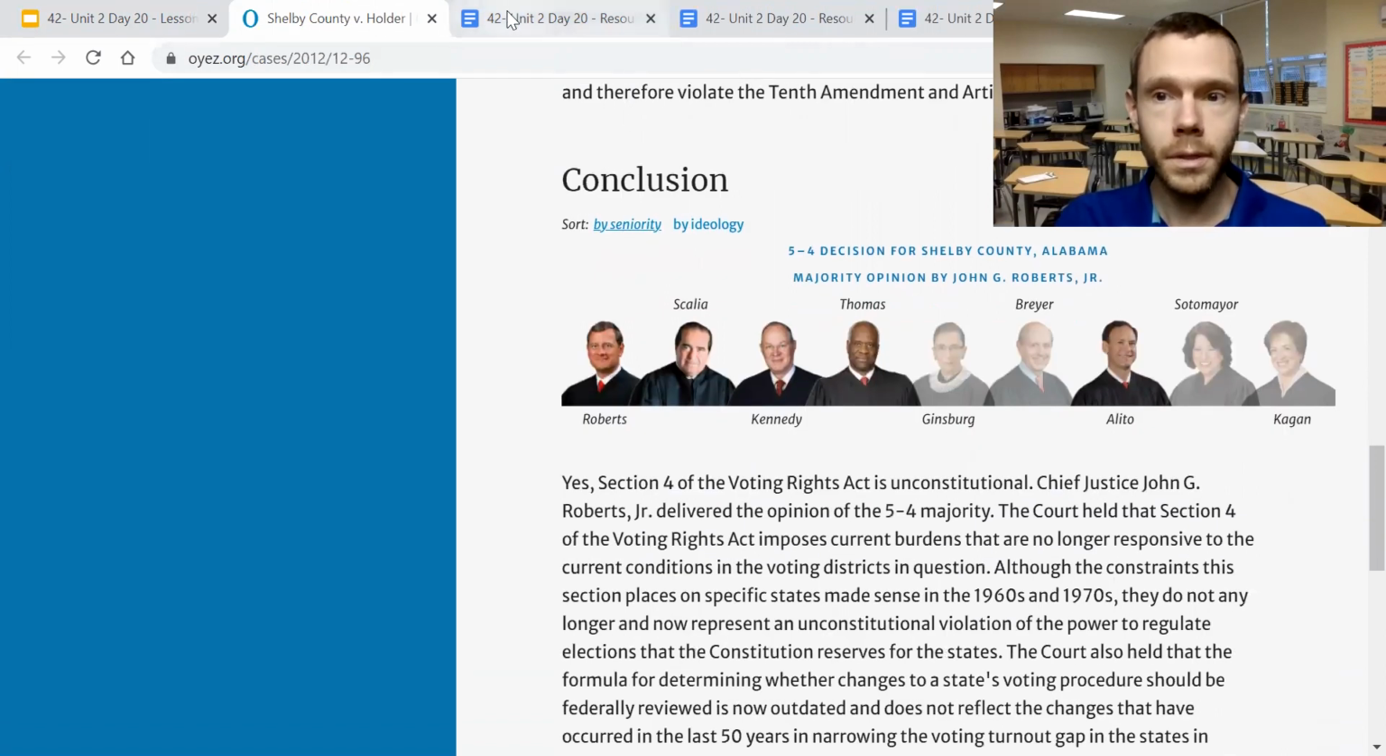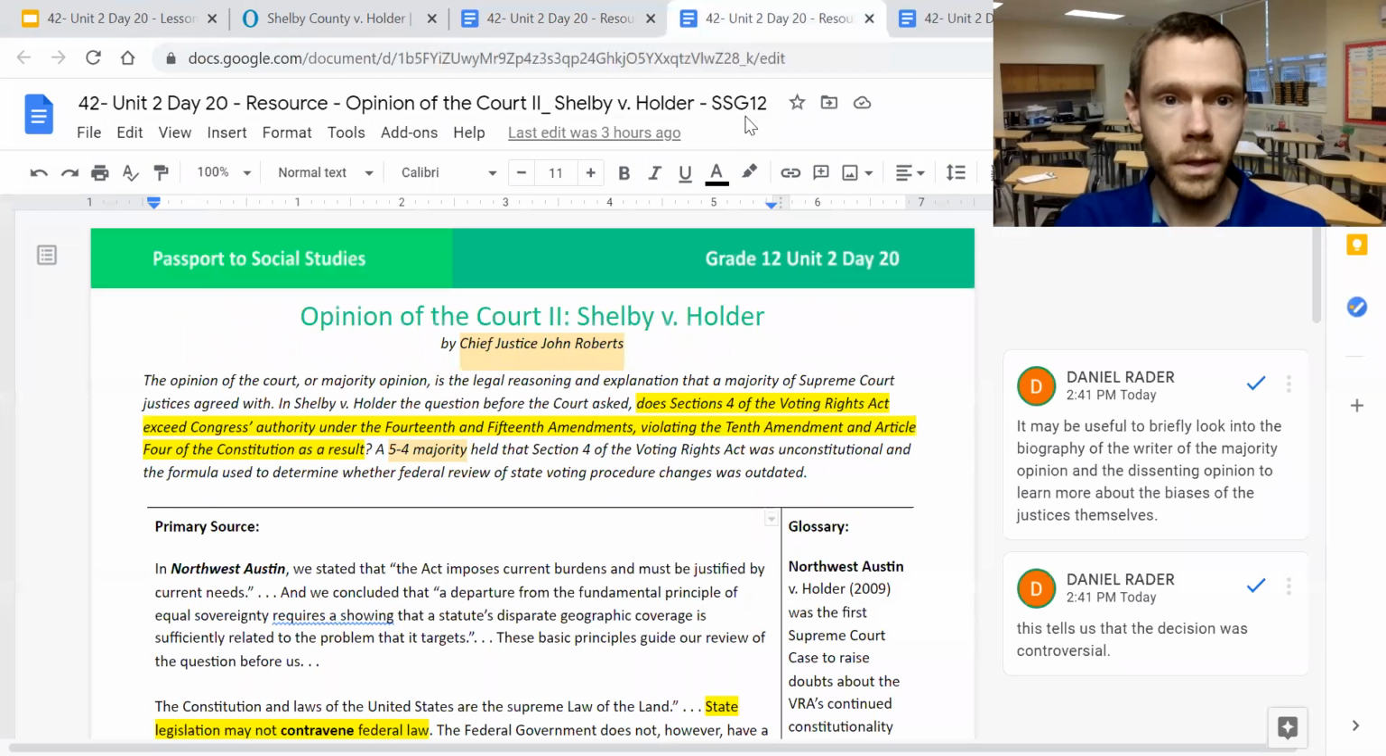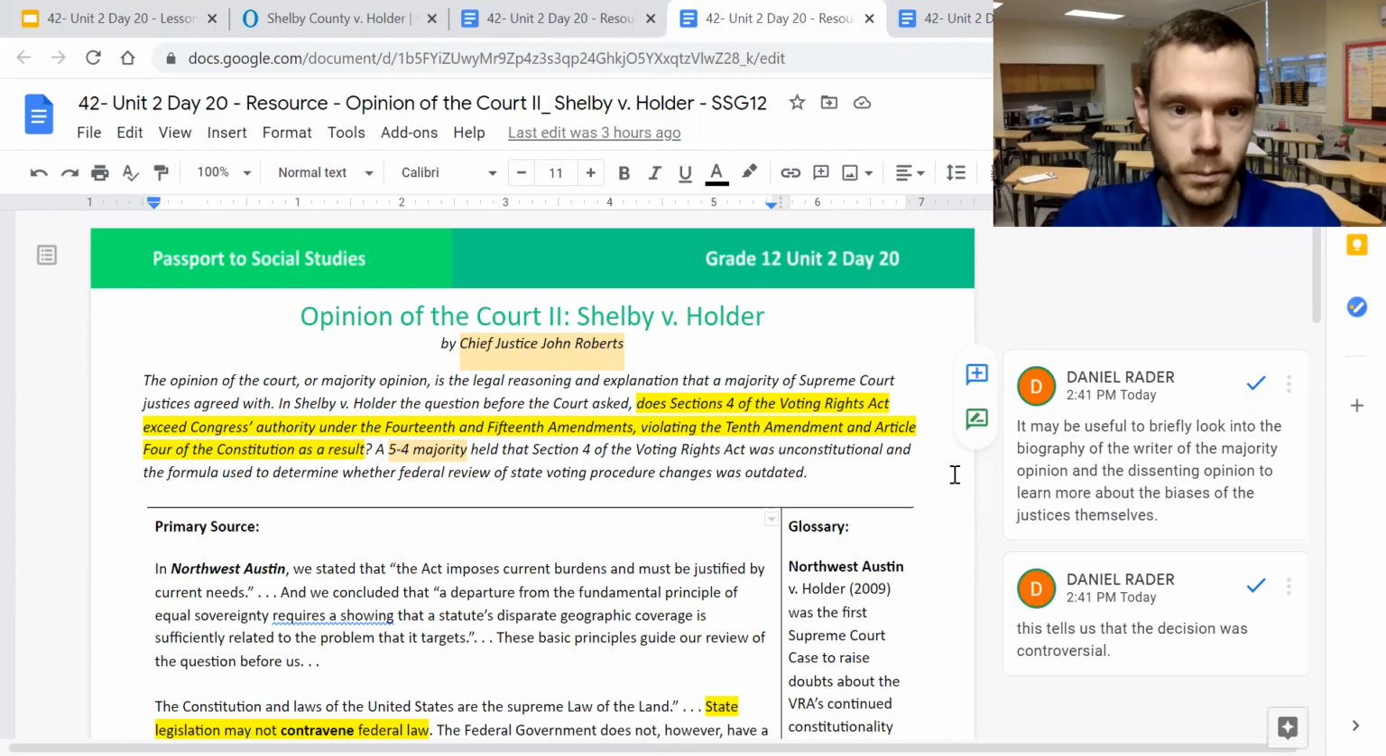So when we look at the resources themselves, I want to start first with the opinion of the court by Chief Justice John Roberts. And as I mentioned with the document from the National Review, it may be helpful to really look into, just briefly, the biography of the writer of the majority opinion and the dissenting opinion to learn more about the biases of the justices themselves. So for example, Justice John Roberts was appointed to the Supreme Court by President George W. Bush in 2005. So he tends to have a more conservative outlook than some of the more liberal justices, which you'll notice in the dissenting opinion. And again, that just helps us to understand the foundations of their thinking.